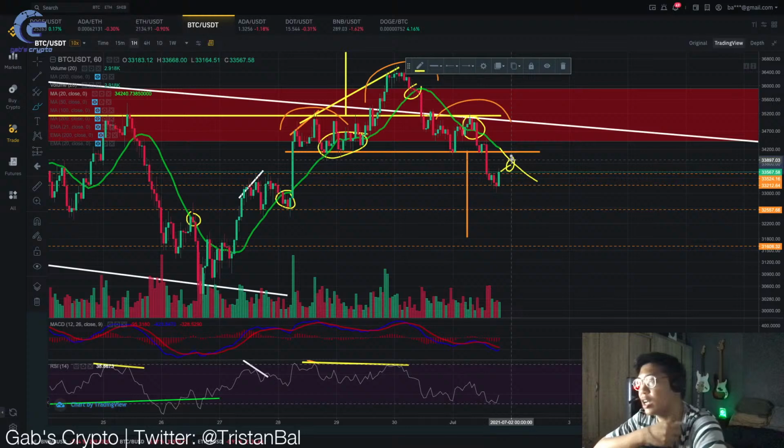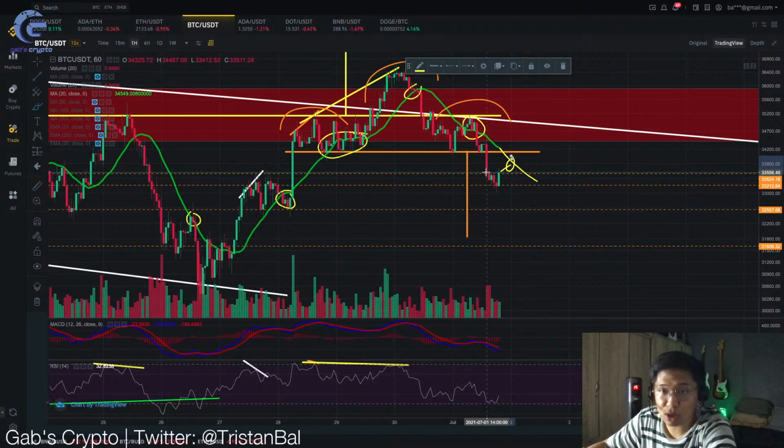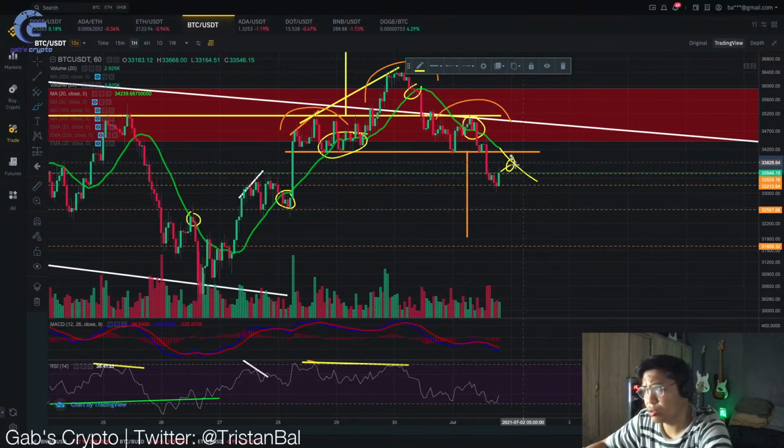So, yun yung kailangan nyo tandaan guys. Yung ating moving average, ang ating indicators para masabi natin kung magpo-pump or dump na ba tayo sa ating Bitcoin price. So, yun yung kailangan nyo tingnan guys. Itong moving averages talaga.